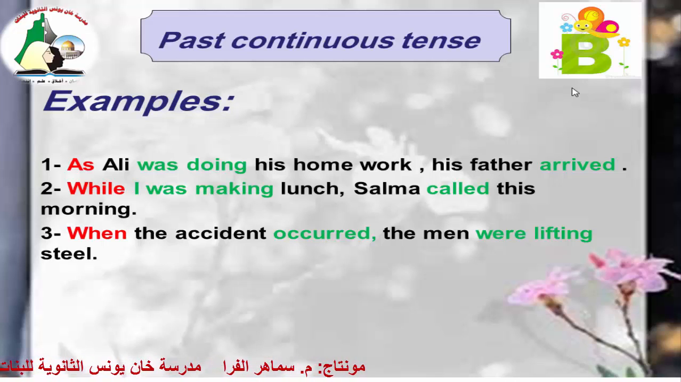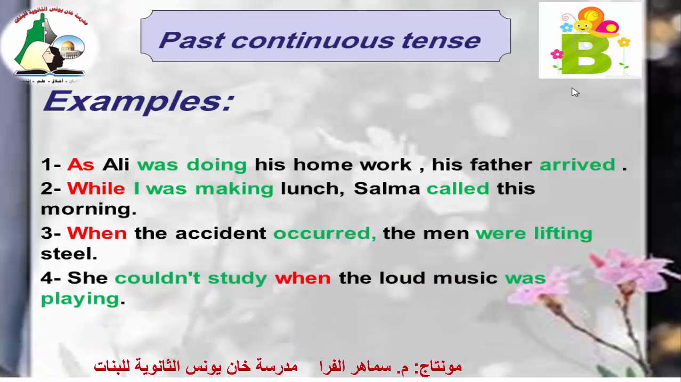If you don't understand the meaning of the sentence, remember, if you see as or while, immediately after them use was or were plus ing with the verb. But if you see when, immediately after when you have to use the past simple tense, and the other verb can be used in the past continuous. This is a main rule, but sometimes we can find some exceptions. Now look at number 4. She couldn't study when the loud music was playing.